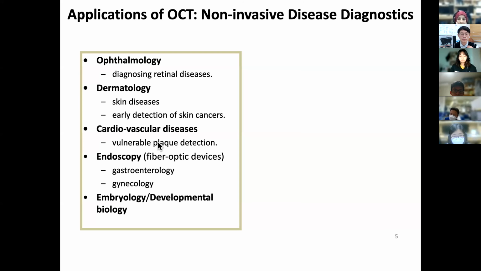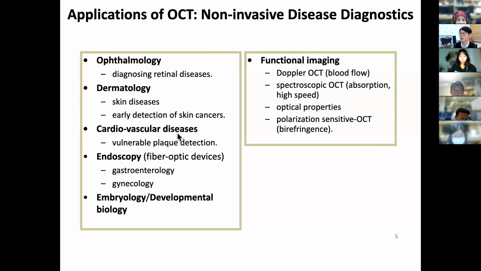And of course, this requires making the OCT probe super thin so that it can get into the blood vessel. So you can use it as a fiber optic endoscopy. So it can be used for gastroenterology and gynecology. Not only this clinical aspect, but also basic science, this non-labeling is very useful, so that embryology and developmental biology have been helped by OCT technology.